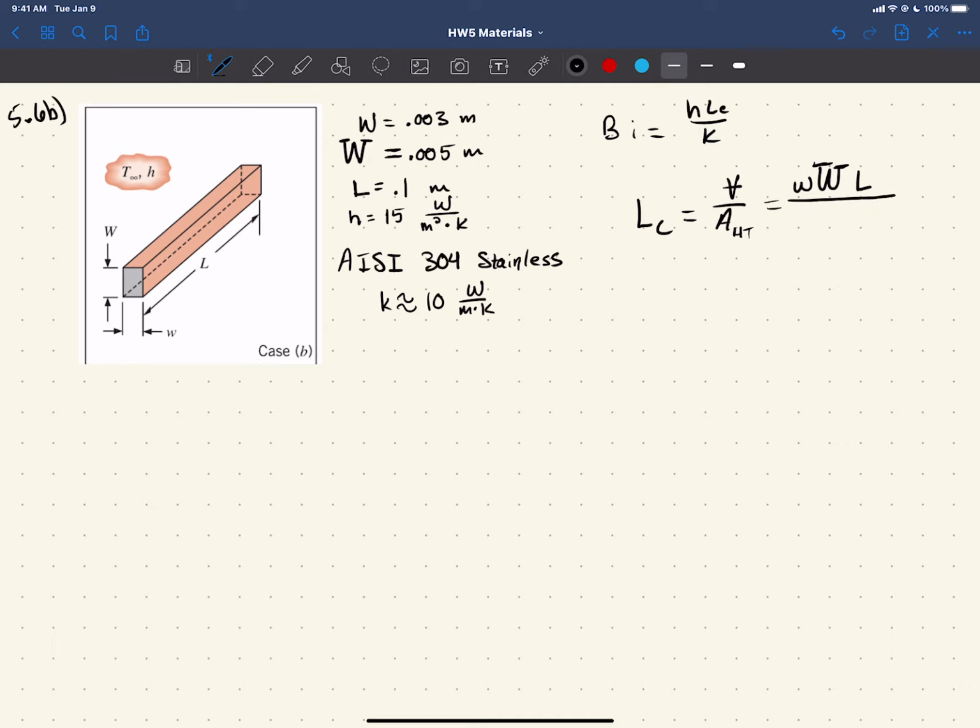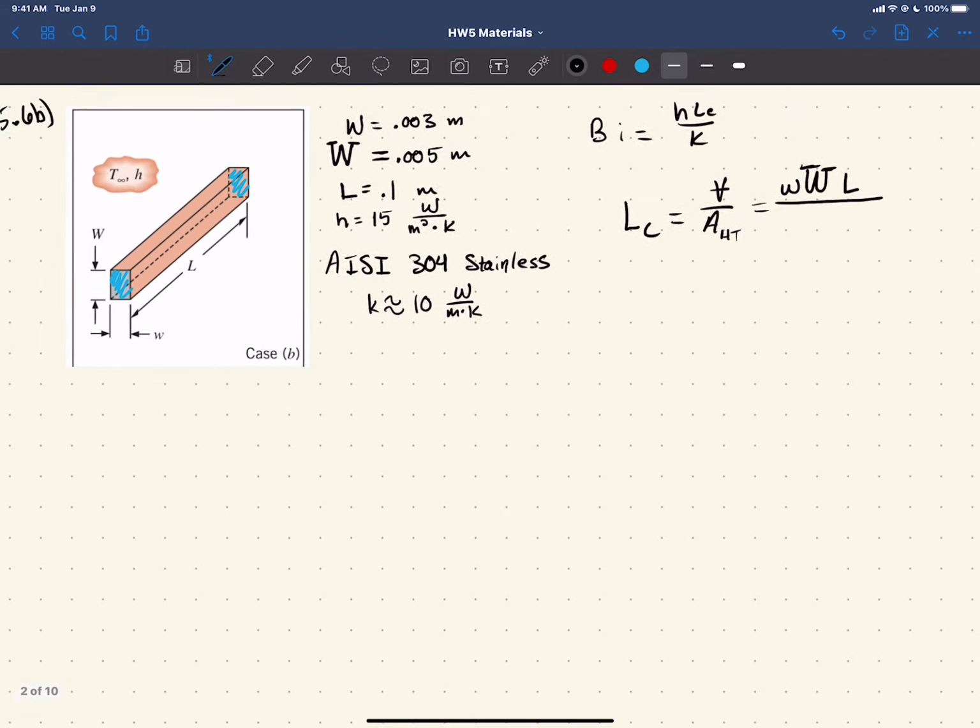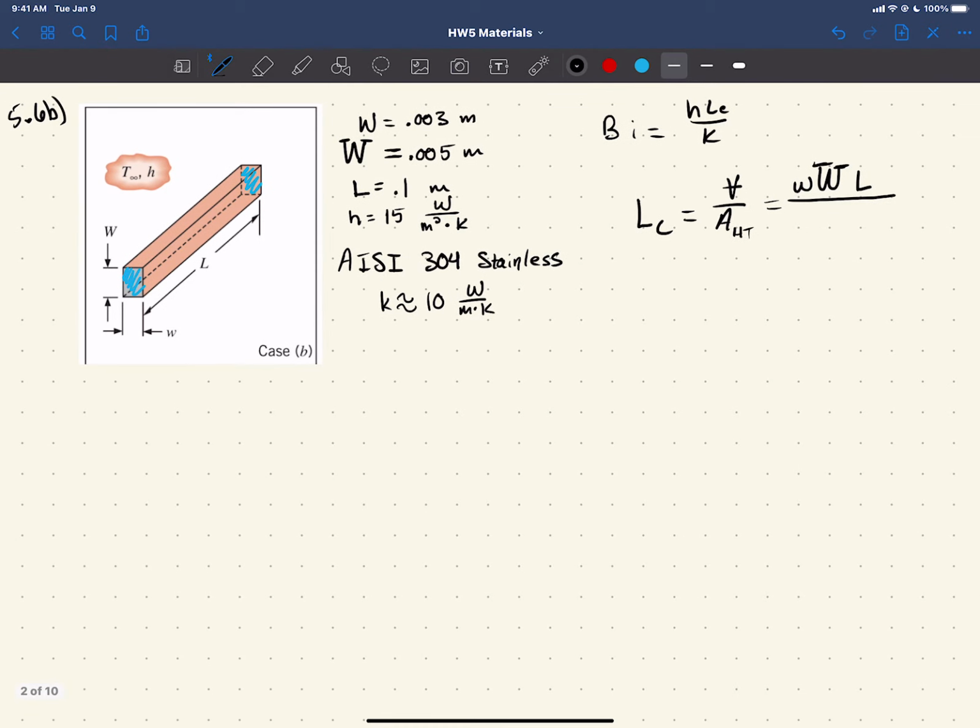And then the area exposed to the heat transfer is a little bit complicated. Depending on how you look at it, you can either include the ends, the gray ends there, or not. Well, I guess only one of them is gray, but there's one here, and then there's one at this end. You can choose to include those or not, depending on the situation if we were actually doing this in real life. I'll just include them here for the sake of including them.